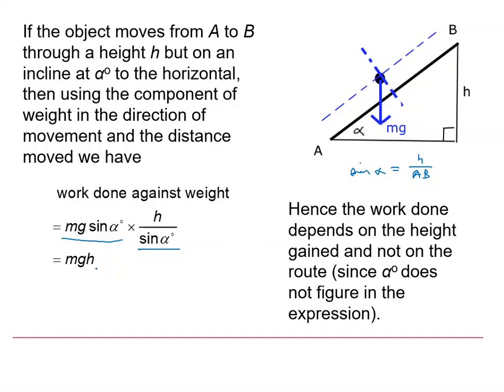Interesting that, because that's what I got when I considered the particle moving vertically. And indeed this is an important result, that if you consider work done against weight or work done by weight, in both cases it depends only on the height gained or lost. Hence the general expression for potential energy is mgh.